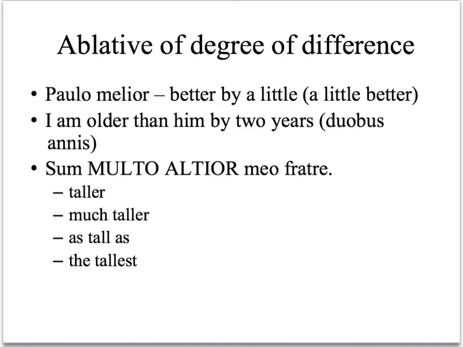Let's take a look at this ablative of degree of difference, and that's what we're talking about. The difference, how much of a difference between two things. Paulo melior, that means better. Notice we have a comparative adjective here. Better by how much? By a little bit. Better by a little. In English, we might say a little better.